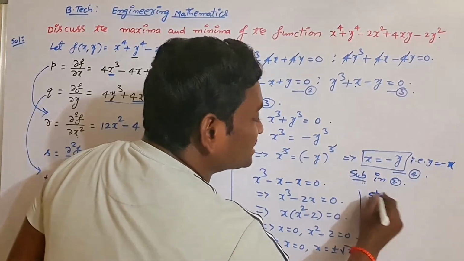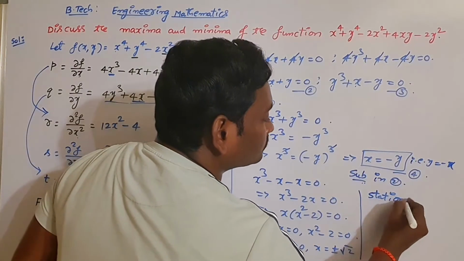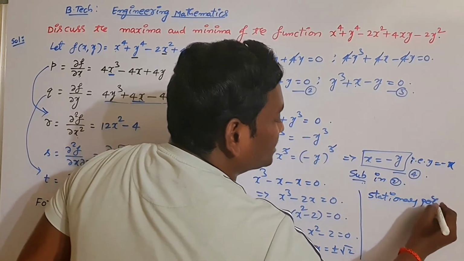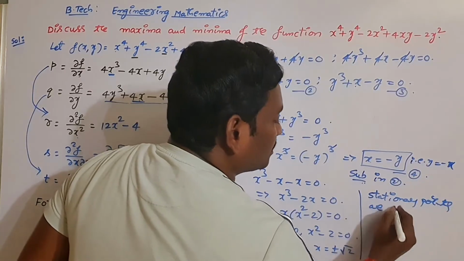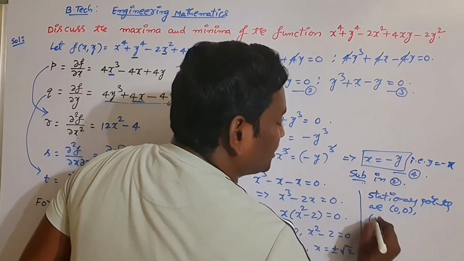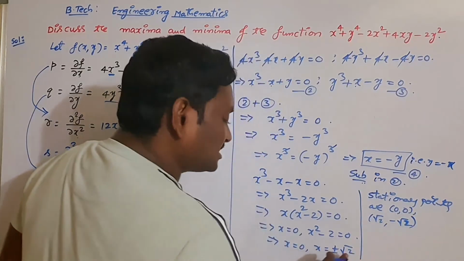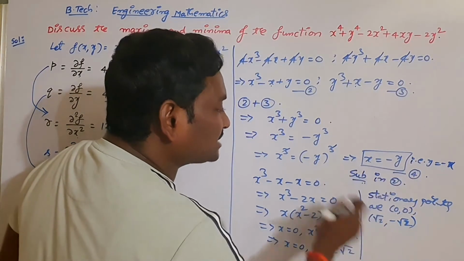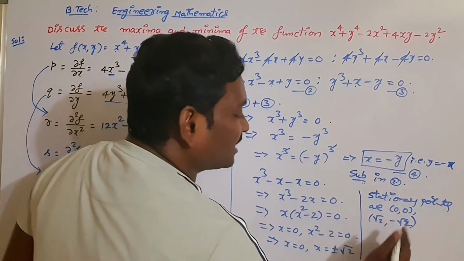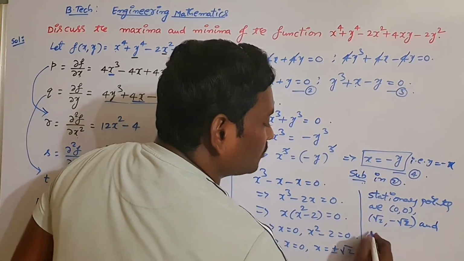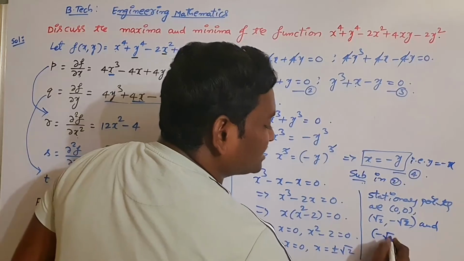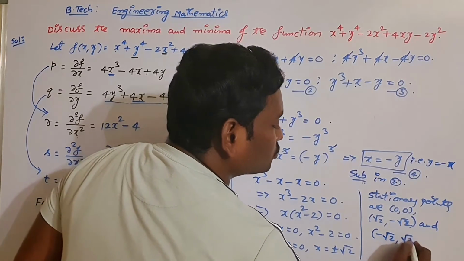So finally, stationary points are 0, 0 and root 2 comma minus root 2, because if x is equal to plus root 2, y is opposite sign of x. That's why y is minus root 2. And one more stationary point is there: if x is negative root 2, then y is positive root 2.